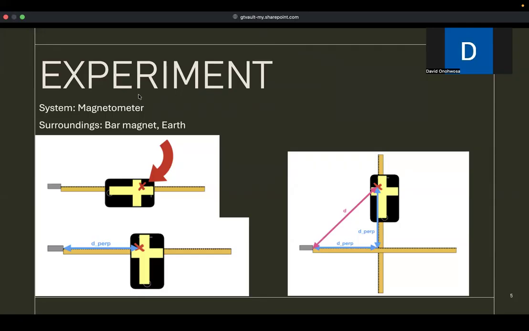So for the experiment, our system was our magnetometer, and the surroundings were the bar magnet and Earth. And so we set up our x-axis, and then we tested the magnetometer on axis and then off axis as well, to get it to reach certain values, and then we'd see what the distance was.